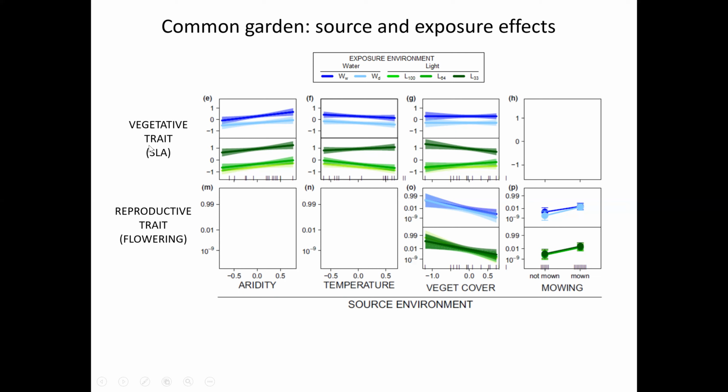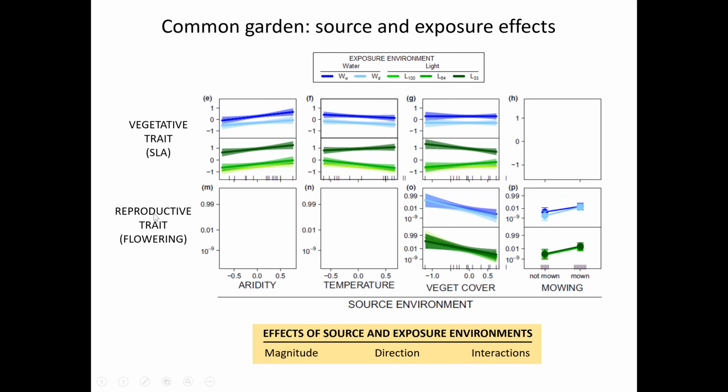Here I show specific leaf area as an example of a vegetative trait, and whether plants flower or not as an example of a reproductive trait. And looking at the three characteristics of source and exposure effects that we mentioned previously, we found that vegetative traits show in general stronger responses to exposure environment. So we can see the stronger separation between lines.